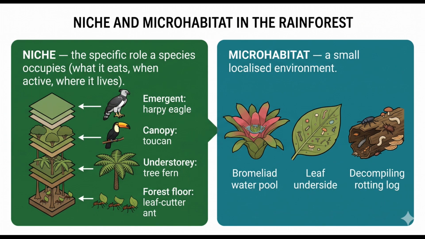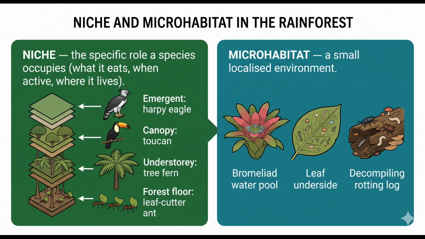One more concept before we move to the nutrient cycle: niches and microhabitats. A niche is the specific role a species occupies in its ecosystem, what it eats, when it is active, where exactly it lives. The 4-layer structure of the rainforest creates an enormous number of distinct niches. The sun-exposed emergent layer for soaring birds and butterflies, the canopy for monkeys and toucans, the shaded understory for tree ferns, the dark humid floor for fungi and decomposers.